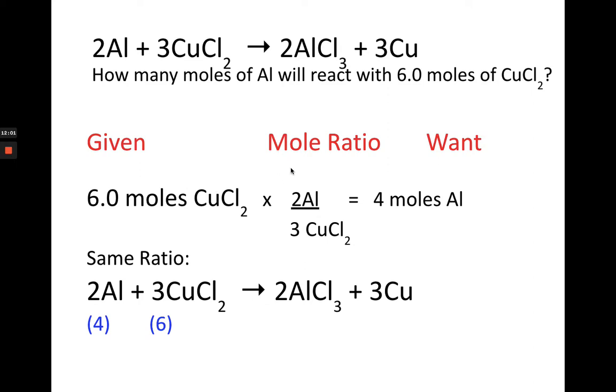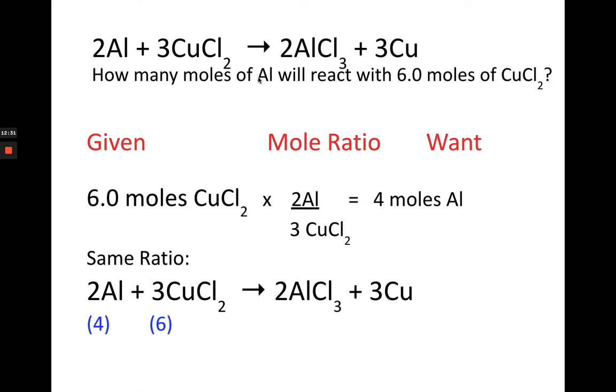Again, to arrange it correctly, because we want to get moles of aluminum, we're going to put aluminum on the top. And again, we're just pulling this from the balanced equation, and the copper chloride on the bottom, because that will cancel the given. Whatever is given, that coefficient and that thing from the equation is going to go on the bottom, and what we want is going to go on the top. So now we know that it's going to be 6 times 2 divided by 3, which is 4 moles of aluminum.